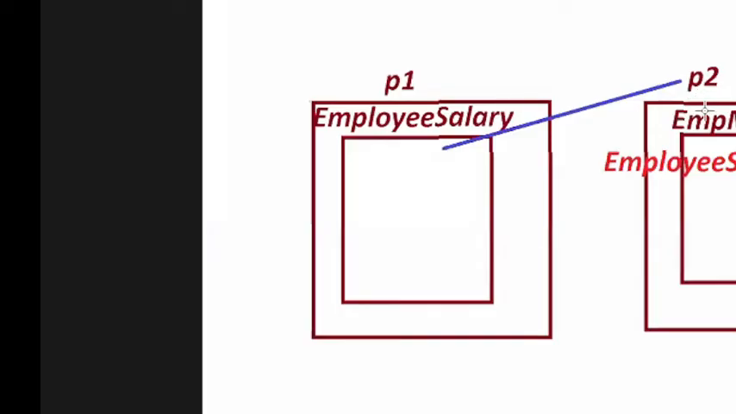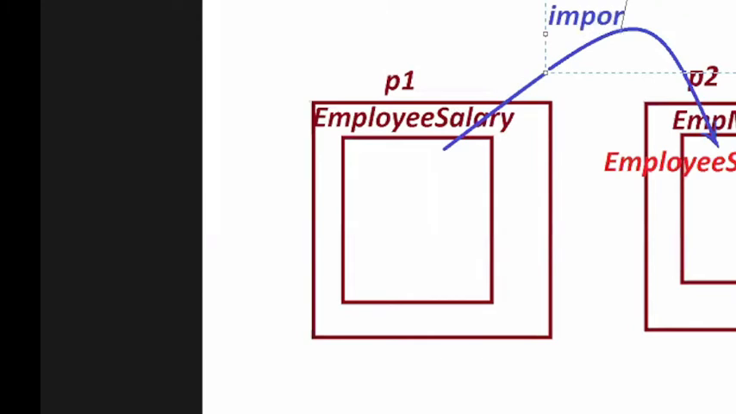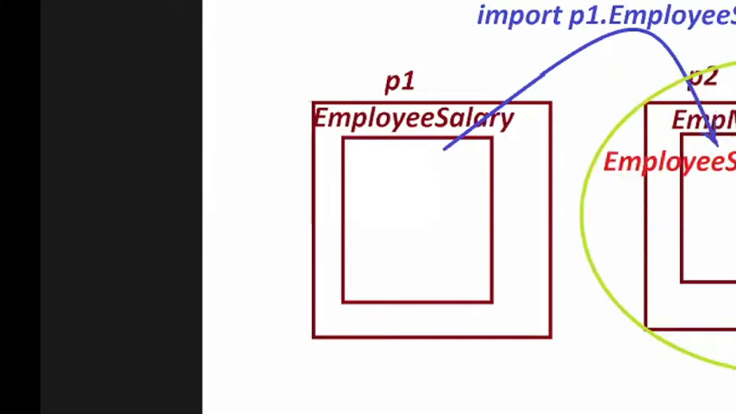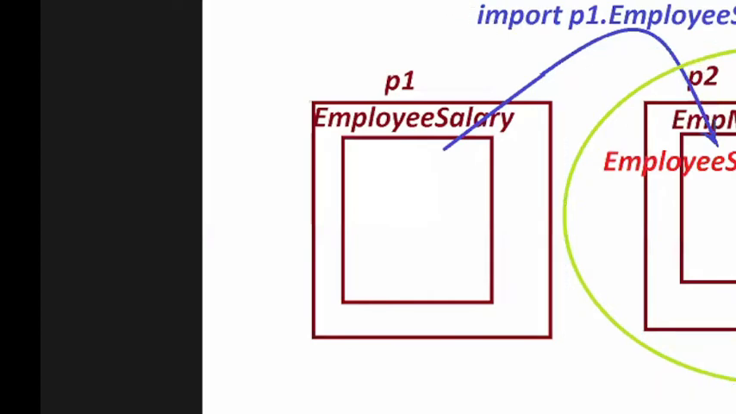We are going to write import. Already the diagram is there. I'm repeating, I want to say the definition of import. Then I'll write import P1 dot employee salary. So whenever I write import, the error will go. I'll ask the compiler, why did the error go? What have you done? Now the compiler will say that I started compiling this main class only.